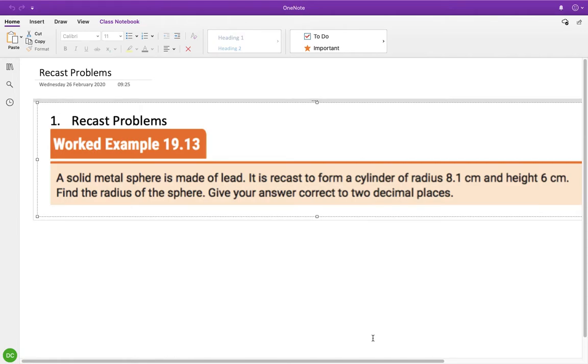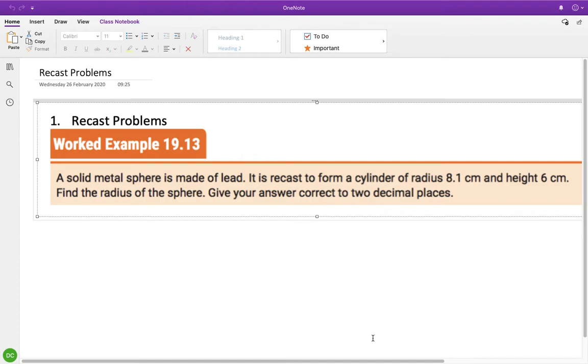The 3 problems that we need to do are recast problems. So it's where they take one shape, normally made of some kind of metal, and they melt it down and use the metal to make another shape. In this example, we have a solid metal sphere made of lead. It's recast, so they melt it down and use the lead from the sphere to make a cylinder. They tell us that the cylinder has a radius of 8.1 centimeters and a height of 6, and they want us to find the radius of the sphere.